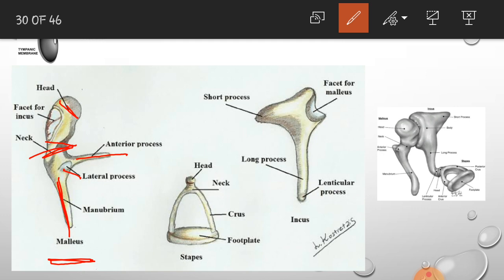The second bone is incus. This is the body of incus. This is a short process of incus. This is the long process of incus, and this is the lenticular process of incus, which articulates with the head of stapes. This is stapes, head of stapes, neck of stapes. These are the two limbs or crura of stapes, and this is the base plate or the foot plate of stapes.